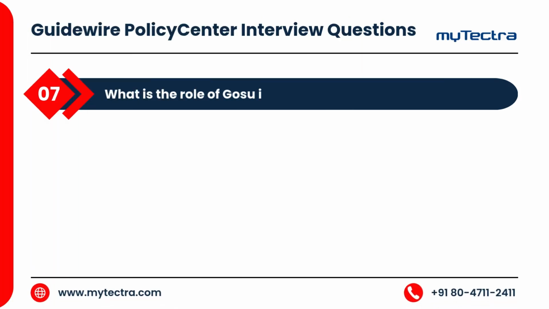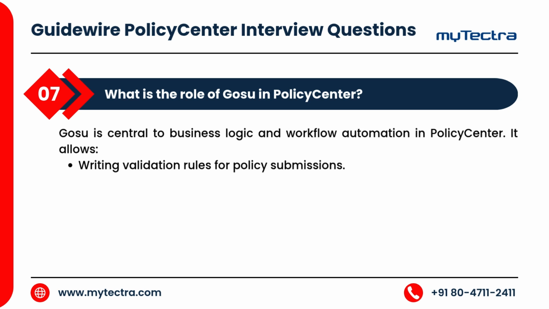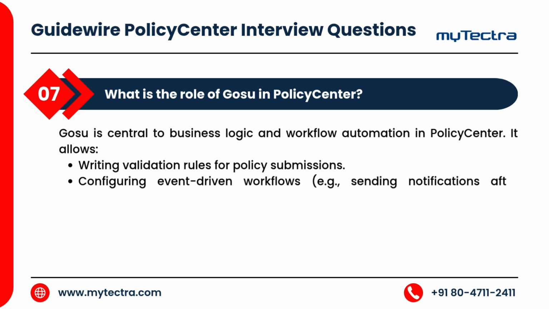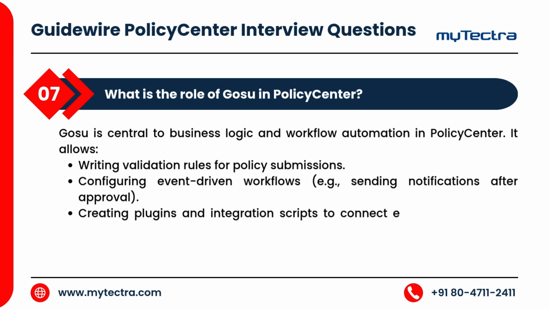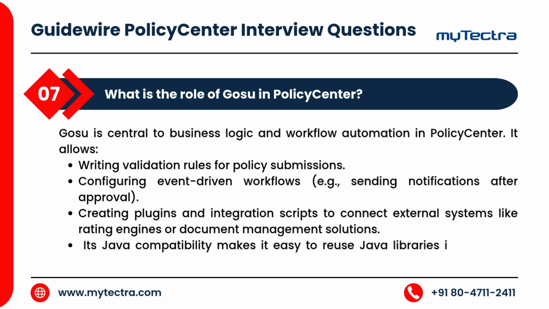What is the role of Gosu in PolicyCenter? Gosu is central to business logic and workflow automation in PolicyCenter. It allows writing validation rules for policy submissions, configuring event-driven workflows like sending notifications after approval, creating plugins and integration scripts to connect external systems like rating engines or document management solutions. Its Java compatibility makes it easy to reuse Java libraries in Guidewire customizations.